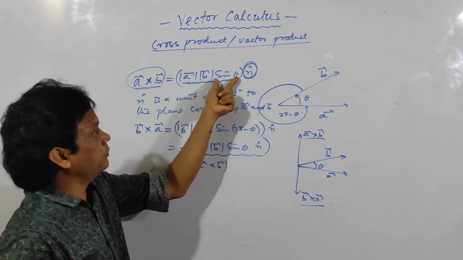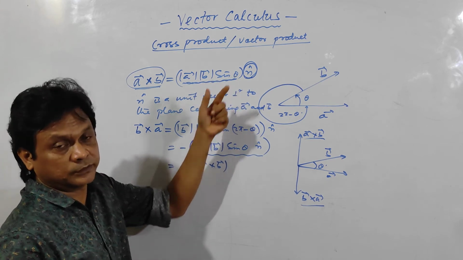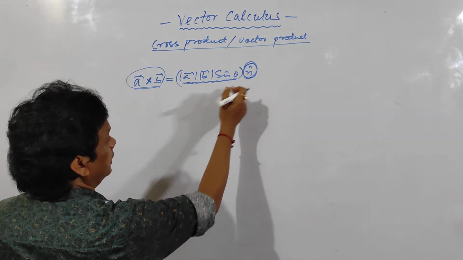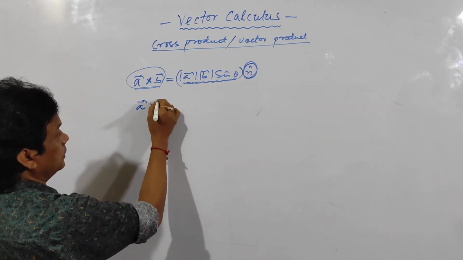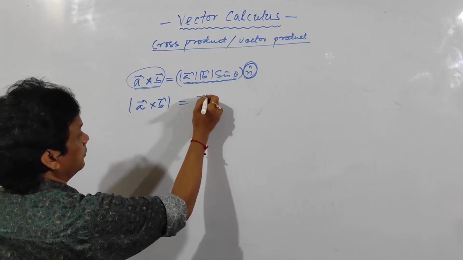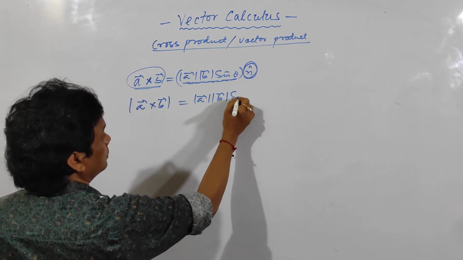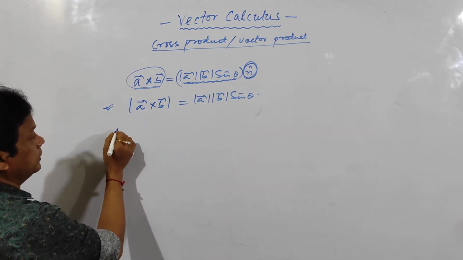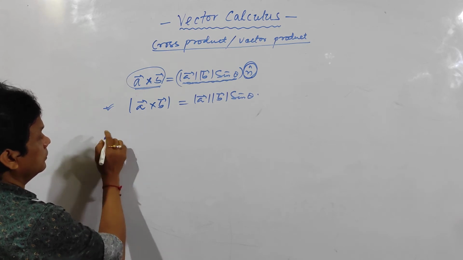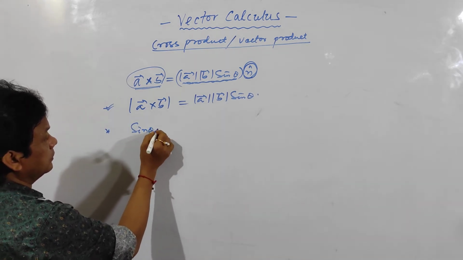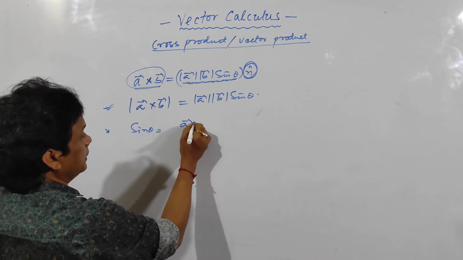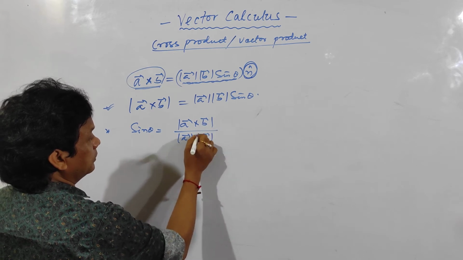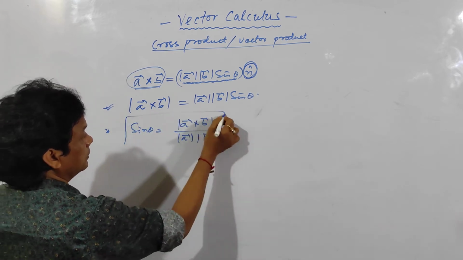And how to find out the value of sin theta? Clear? Now see here, this is your formula. A cross B is equal to |A| into |B| into sin theta into n cap. So take its magnitude. |A cross B| is equal to |A| into |B| into sin theta, because the magnitude of n cap is 1. So this is the formula for the magnitude of A cross B. Now another formula I am going to tell you. What is the value of sin theta? Sin theta is |A cross B| divided by |A| into |B|. So this is your formula for sin theta.